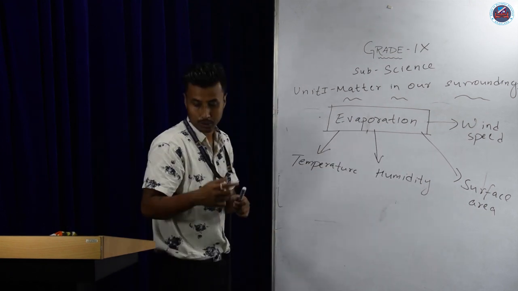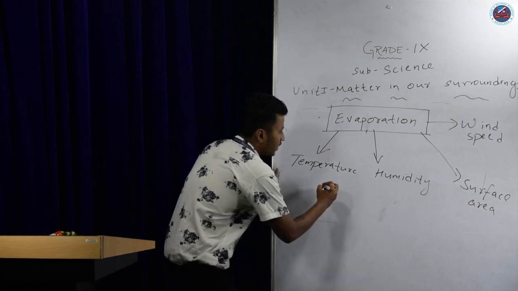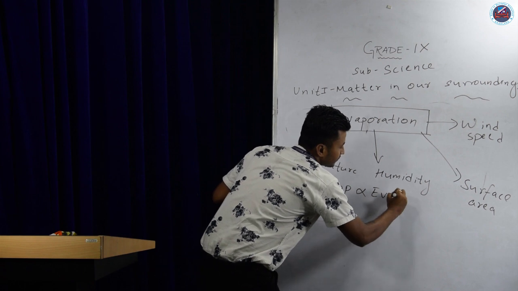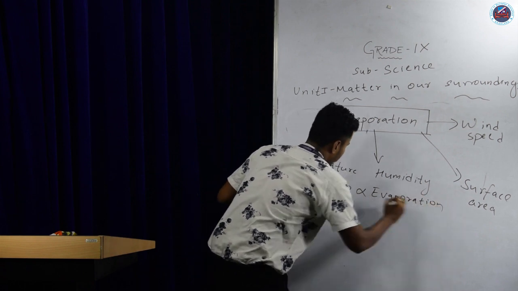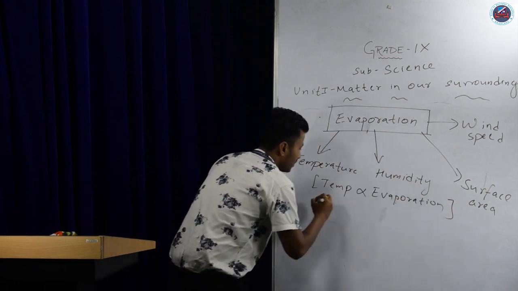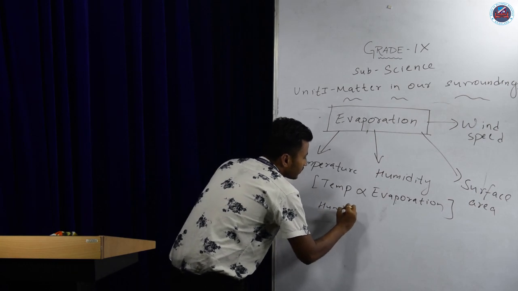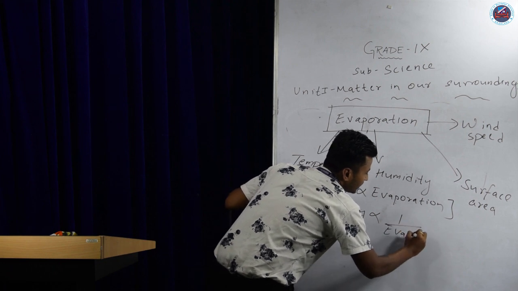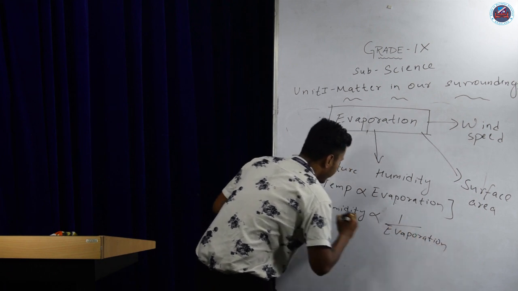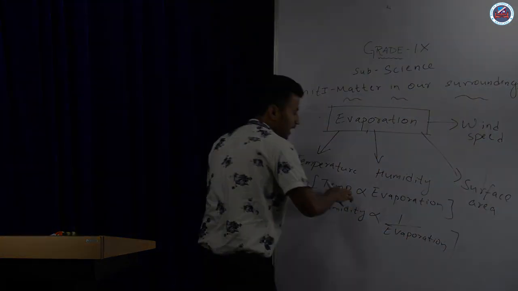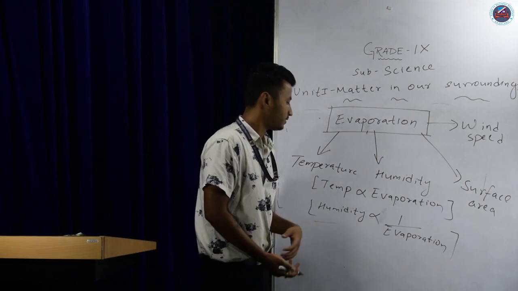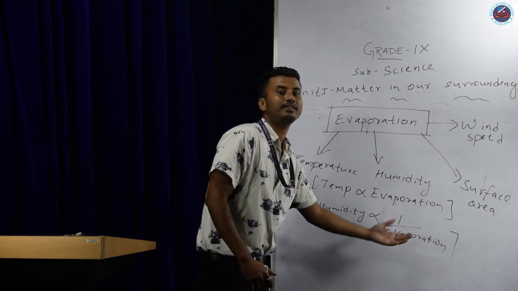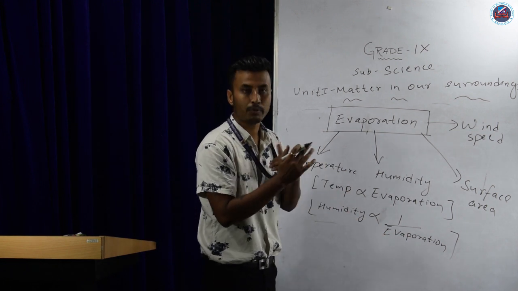I'll write down the statements, okay guys? Temperature is directly proportional to evaporation. This is the first one. Humidity is inversely proportional to evaporation. You might have learned it in your mathematics. Inversely proportional means that whenever the left hand side is increasing, the right hand side decreases. That is the meaning of inversely proportional, guys.